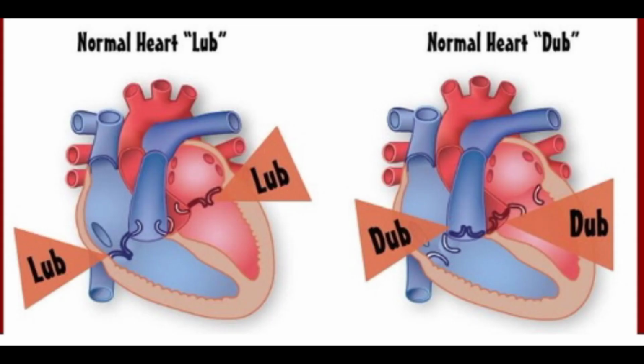Now let's talk about the sounds of the heart. Lub and dub are the two sounds of a normal human heart. The lub sound is produced due to the closing of the AV valves, whereas the dub sound is produced due to the closing of the semilunar valves.